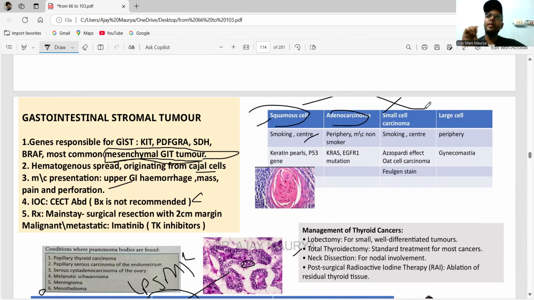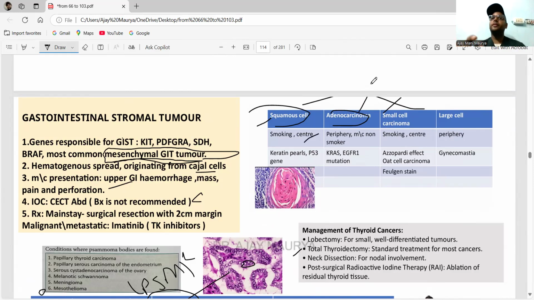Others, see, this is in the adenocarcinoma. If in the question they tell you that the patient is a non-smoker, it means the most common type of cancer seen in a non-smoker is the adenocarcinoma.